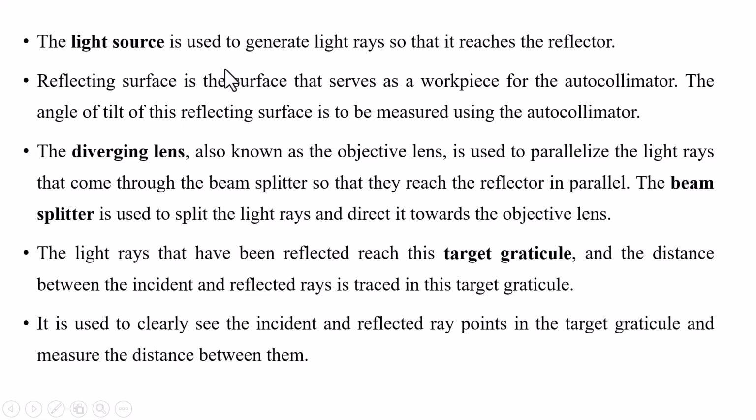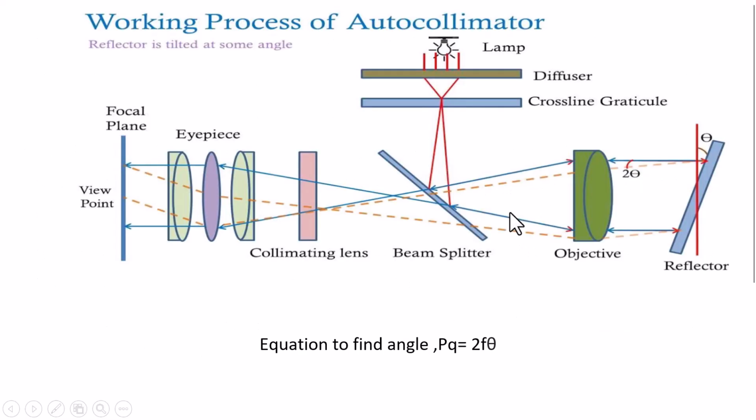The light source is used to generate light rays so that they reach the reflector. The reflecting surface is a surface that serves as the workpiece for the autocollimator. The angle of tilt of this reflecting surface is to be measured using the autocollimator. The diverging lens is also known as the objective lens. This is the objective lens.